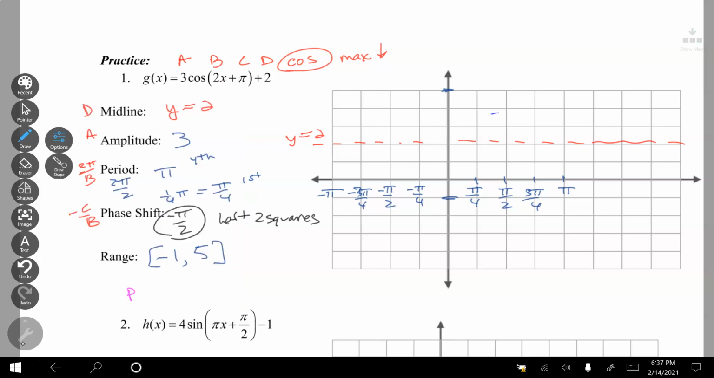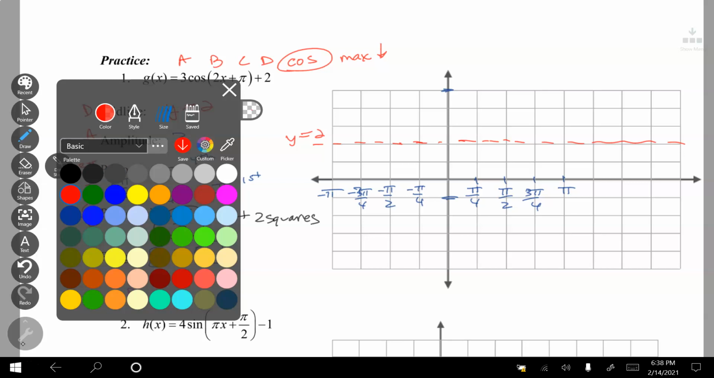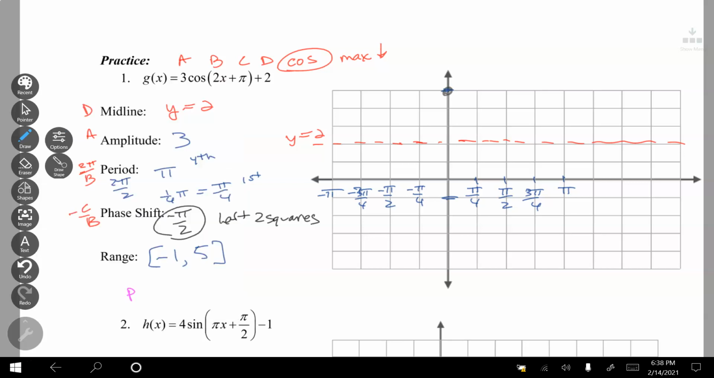Let me go back. Here's my red midline. My max is right here at 5. I've got to go left 2 squares. I'll put that first dot in blue. So right here at the max, at x equals negative pi over 2 is the max. Middle, min, middle, max, middle, min, middle, max, middle, min, and so on and so forth.